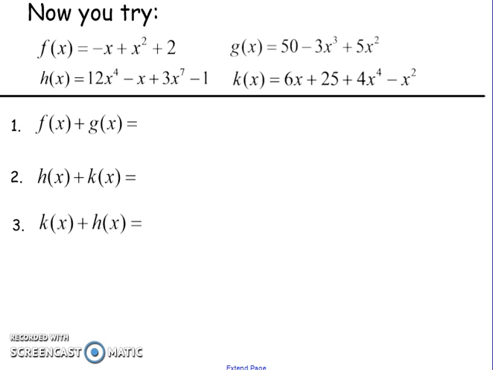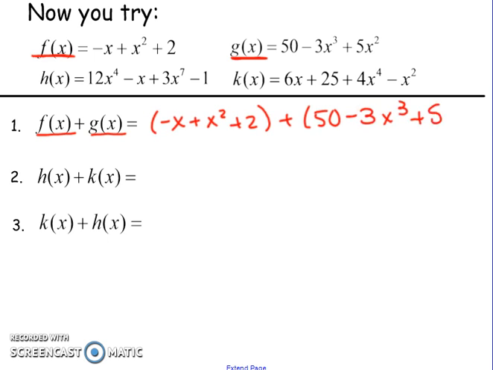Okay, so here's some examples that you guys can try on your own. What you're going to do for these is just match the functions that they show you. So f of x plus g of x, you're going to use f of x plus g of x. So just to set it up, you have negative x plus x squared plus 2 plus 50 minus 3x cubed plus 5x squared. So you're just matching the two functions that are at the top, and then you're just adding them together.